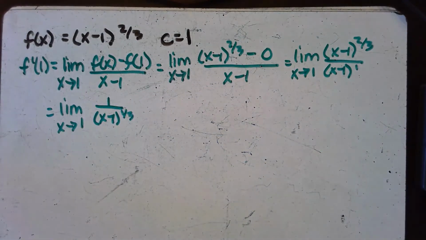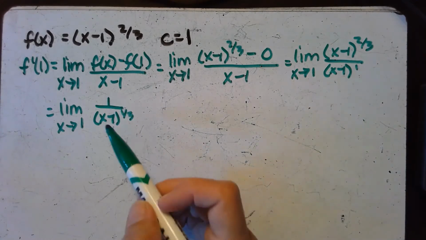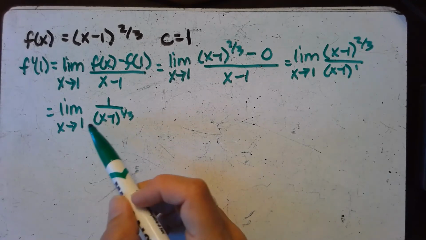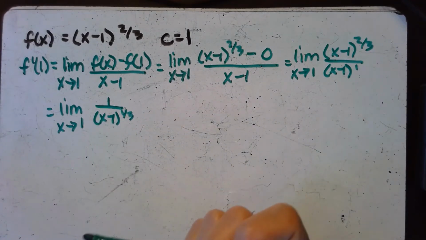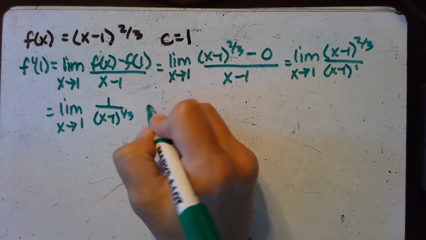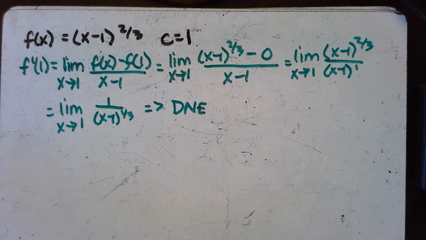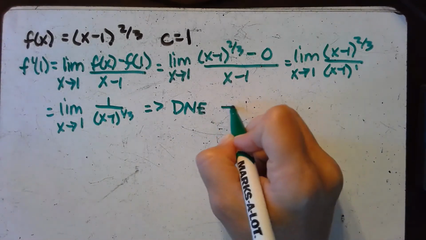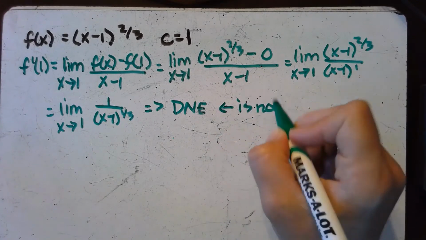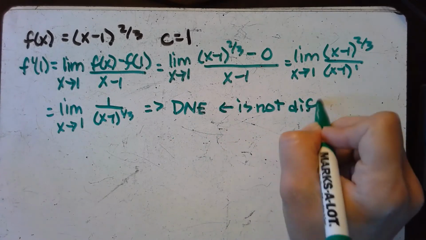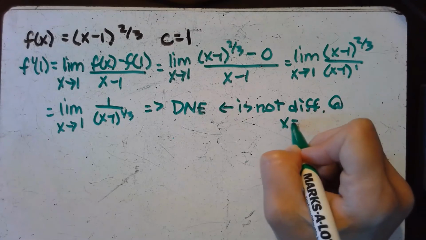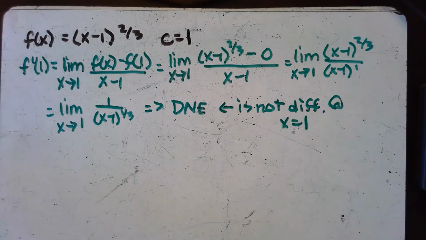If you want to look at this on a graph, you can. All right, but let's think about this for a second. As I plug 1 into here, it becomes 0. And right here, the limit does not exist. So what that means is it is not differentiable at x equals 1. All right, so enough about that.